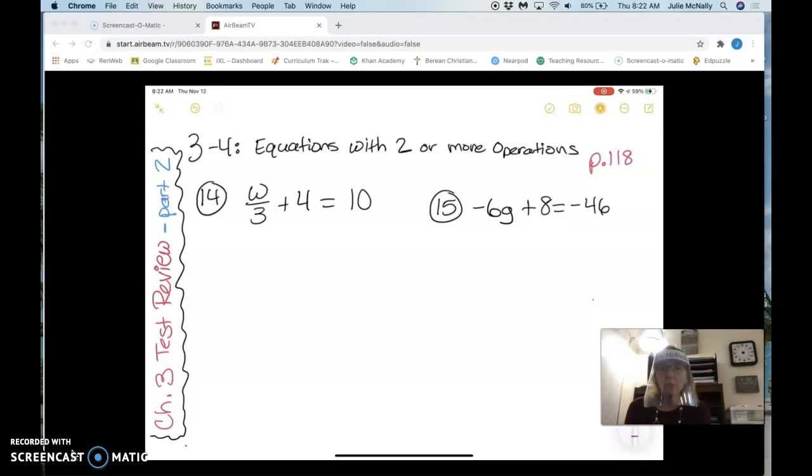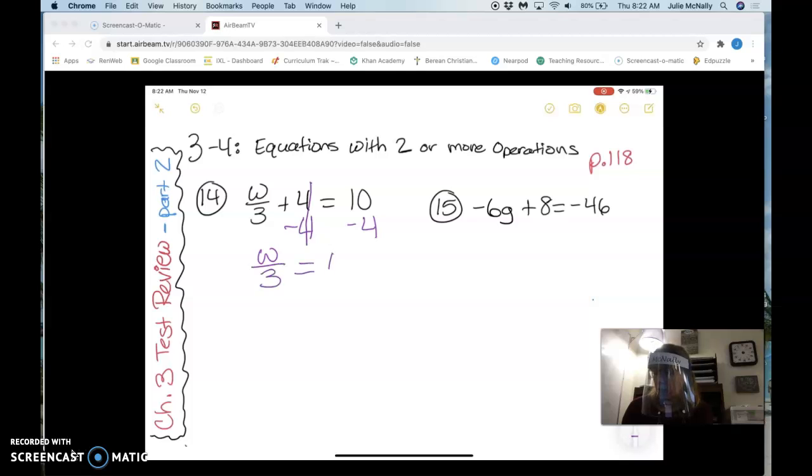So we are in section 3-4 this morning on page 118, and I'm just going to do some examples for you and remind you how to solve equations with 2 or more operations. So for number 14, remember when we're solving equations, we add or subtract first. So what am I going to do first? Yes, good. -4 to both sides.